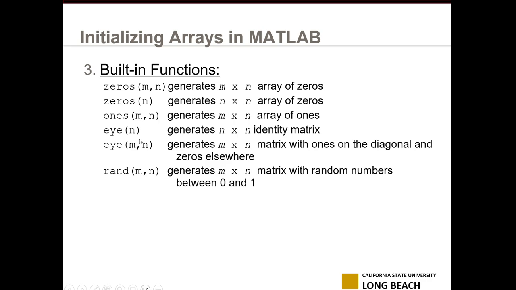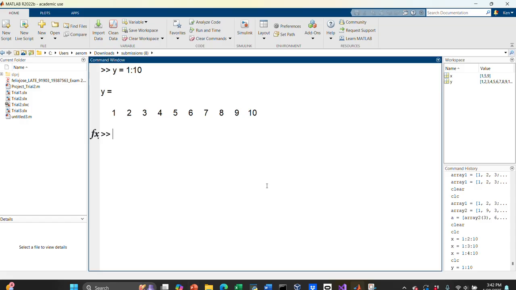The eye function creates an identity matrix. If you remember what an identity matrix means, it's ones all the way down the diagonal from the top left down to the bottom right. All of the elements elsewhere are 0. And then the last one is rand, R-A-N-D. This creates a random matrix that's size m row, n column, and it will randomly give you numbers between 0 and 1. Let's try some examples.